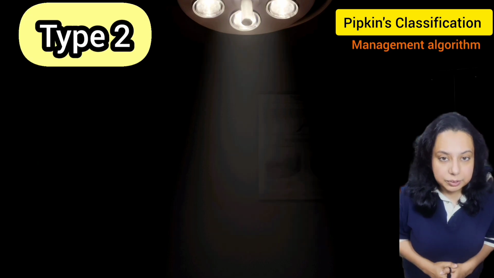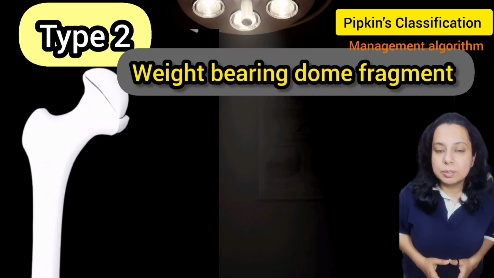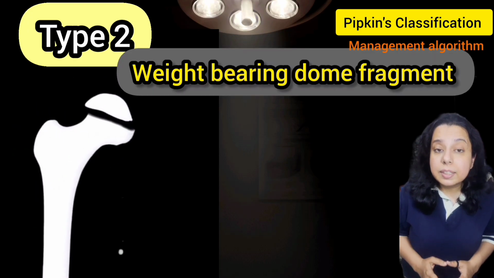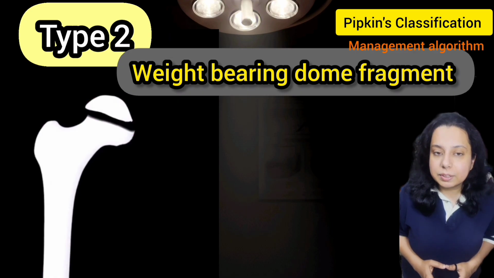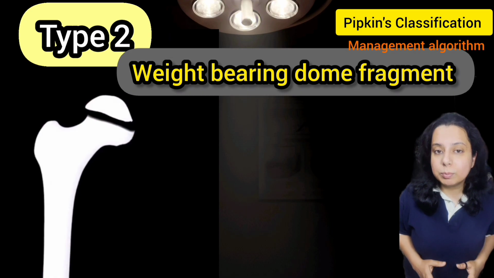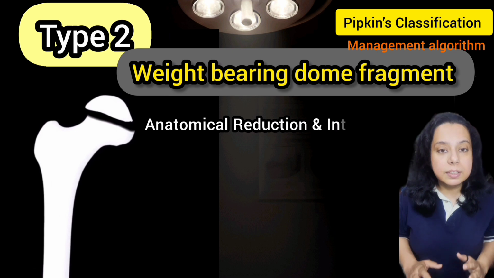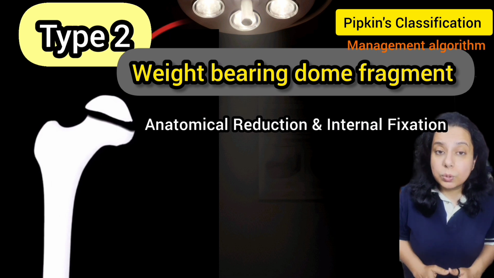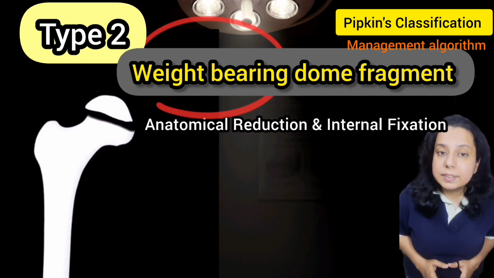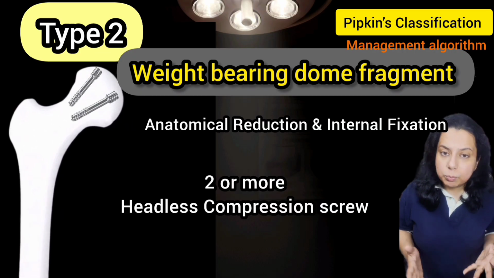In type 2 fractures, it is the superior weight-bearing fragment which is the core problem. Here, the critical weight-bearing dome is impacted. Even a 2 mm step-off can create huge problems. The gold standard is that you have to do an anatomical reduction and internal fixation to restore the critical weight-bearing surface. Fixation again can be done with multiple screws, 2 or more for that matter.